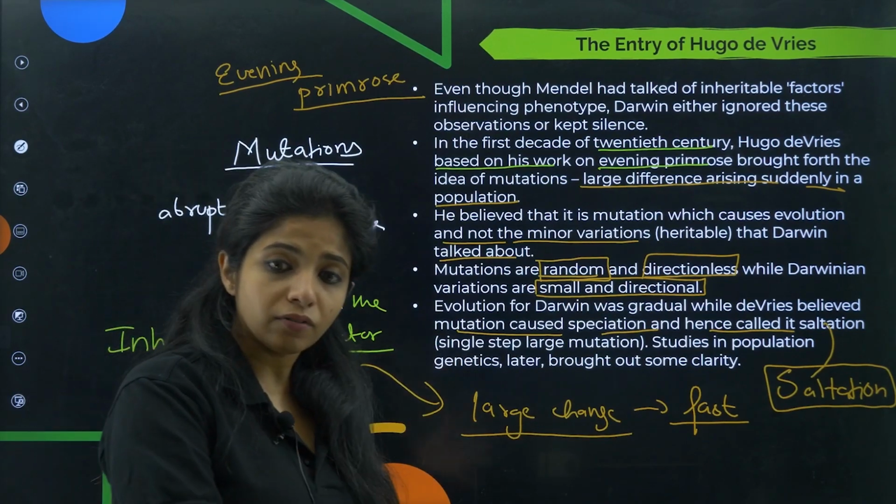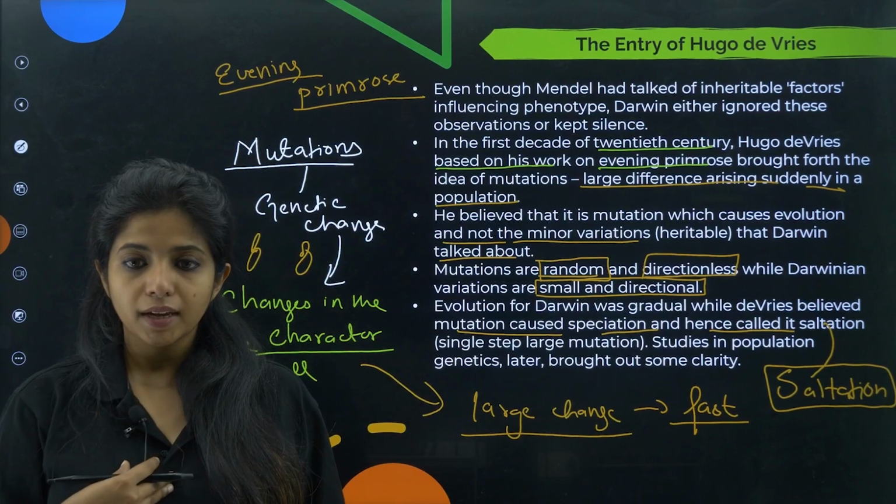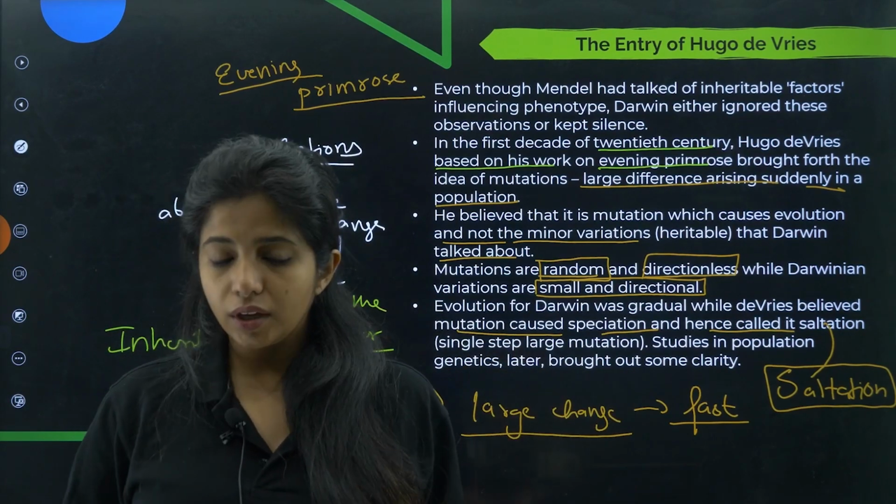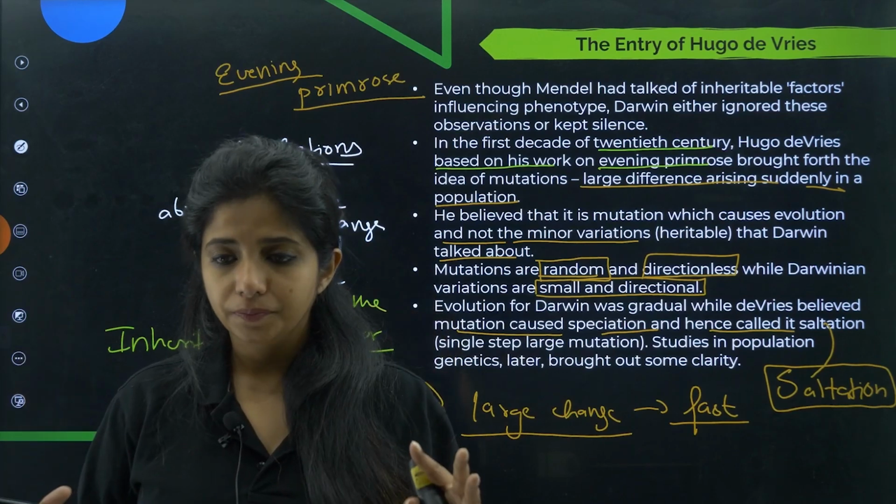Okay, so probably Darwin's finches also had mutations in them, which is why they had certain changes, which is why they have evolved. Okay, I hope you got it.